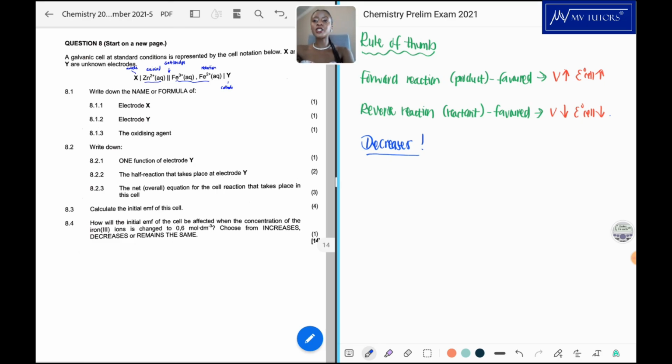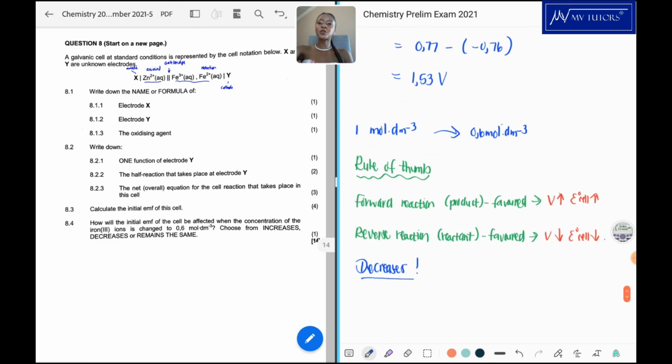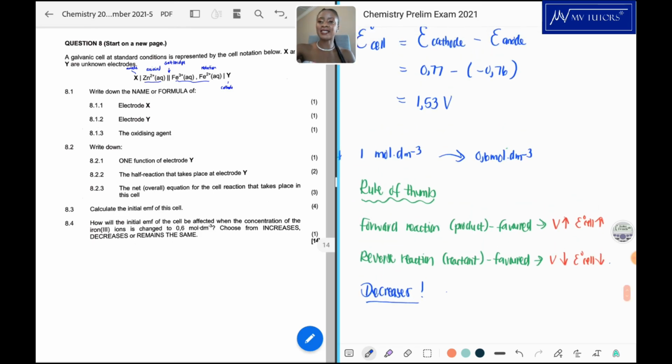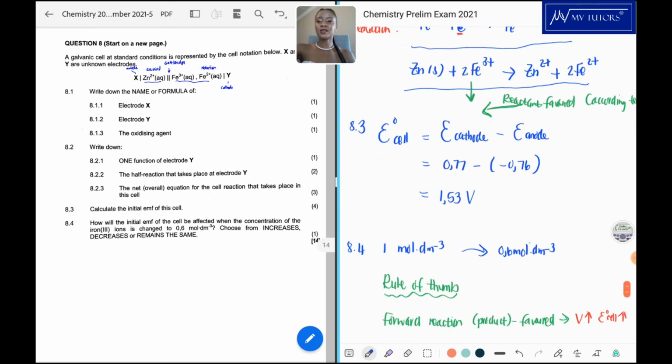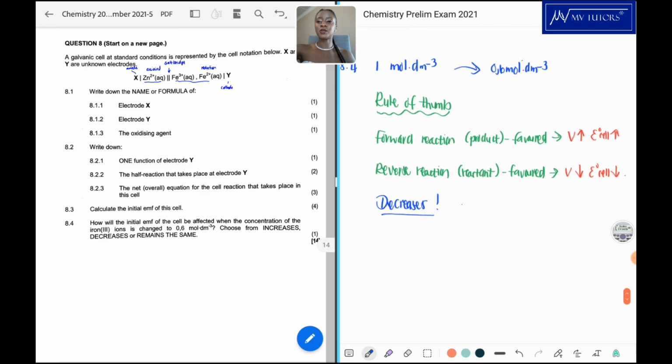This is why it's important for your net overall equation to be correct. This helps you to see what happens on your reactant side, what happens on your product side. Is it forward favored or reverse favored? That actually helps to answer this question. But please do remember this rule of thumb, guys. Important. And we are done with question 8.